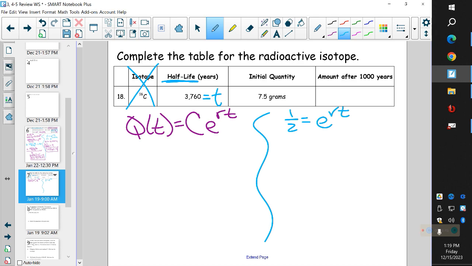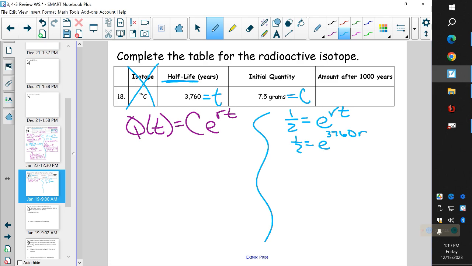Next, I have 7.5 grams as the initial quantity. What is that going to represent? What letter? C. That represents C. Okay, so what do we not know? Rate. We don't know the rate. Which one do I have to use to find the rate? I have to use the half-life formula of 1/2 is equal to e to the rt. So I'm going to plug in what I know. 1/2 is equal to e to the 3760r. I have to solve for r now.